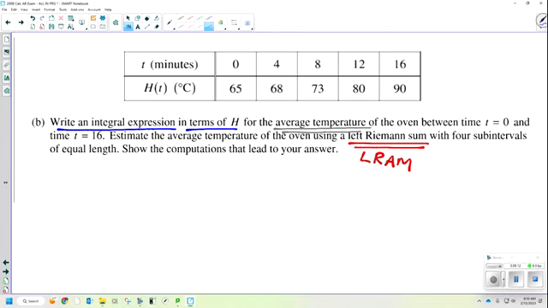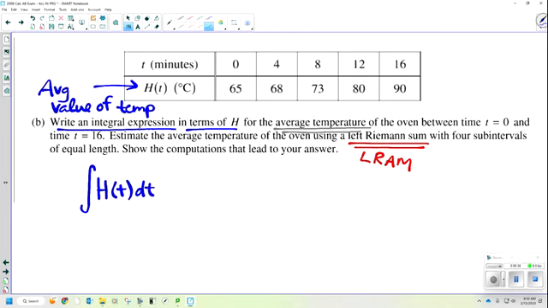Rule of thumb, whenever they are asking for the average value, we have temperature already. They want the average value of the temperature. Anytime they want average value, I need to integrate what we're averaging. In this case, it's H of T, dT. That's good because they want that in terms of H. I want that from 0 to 16, so lower bound 0, upper bound 16.